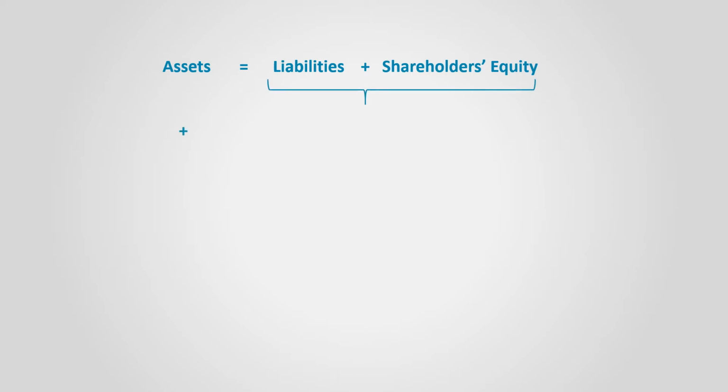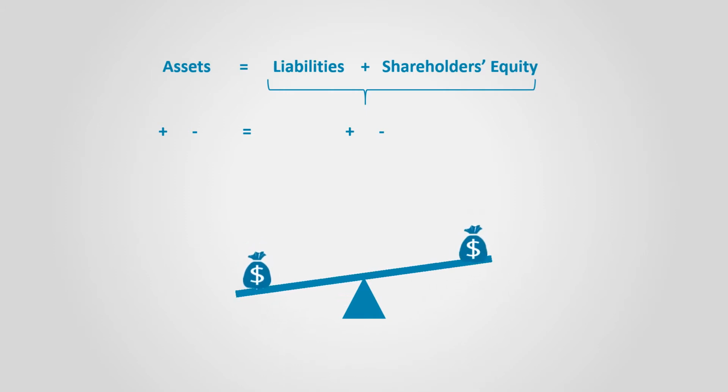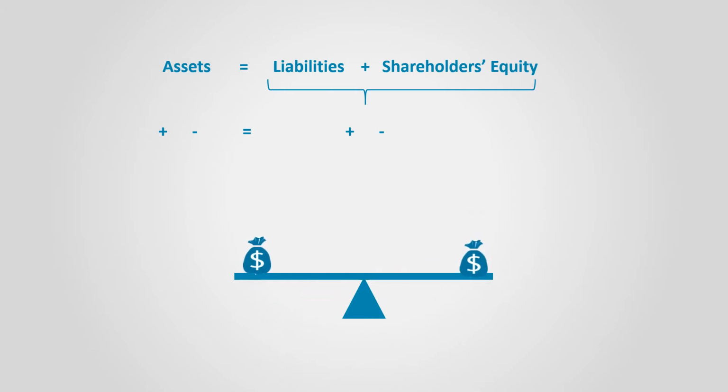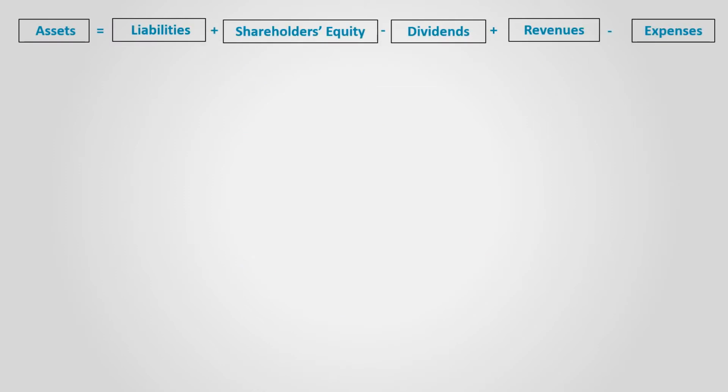So if we add on one side, we have to add an equivalent amount on the other side. And if we deduct from one side, we should deduct the same amount from the other side. Or we could add and deduct on one side of the equation. The important thing is that what we change on one side must have an equal change on the other side. Remember the balance. If you add weight on one side, you have to add an equivalent weight on the other side. Now let's look at the extended accounting equation.